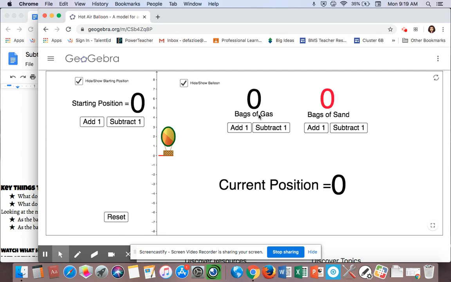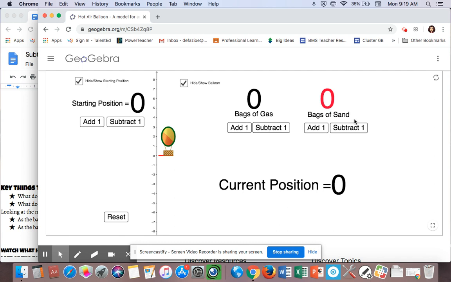So when it says bags of gas and bags of sand, you're going to notice these are written over here. We have this black here and this red here. Now, again, I've never been in a hot air balloon, but what I know about hot air balloons is that they put gas or hot air into the balloon and it makes the balloon float. So the more hot air and the more gas you add to the balloon, the higher up the balloon is going to go. It makes it float higher and higher and higher.